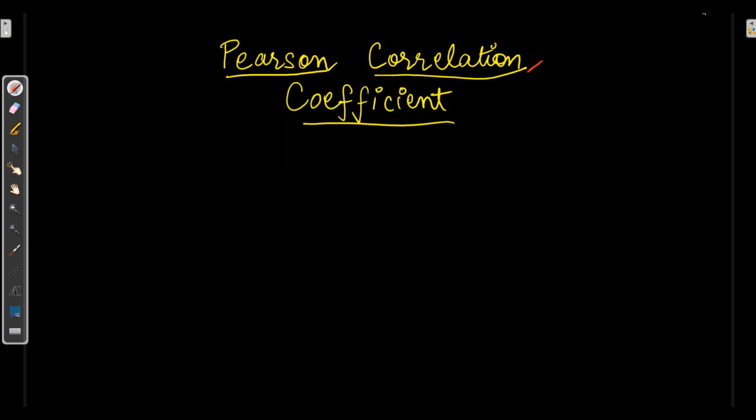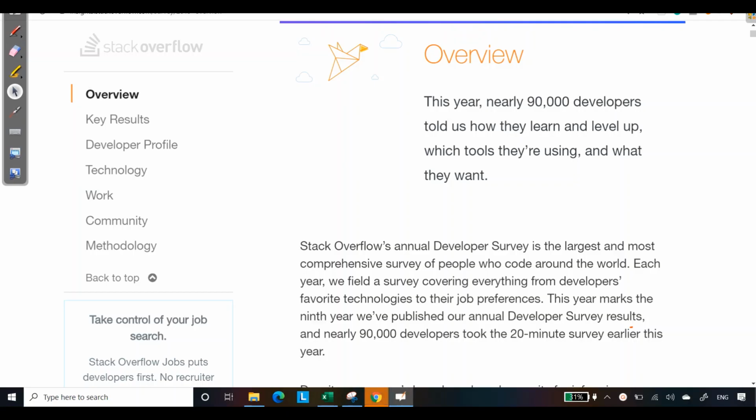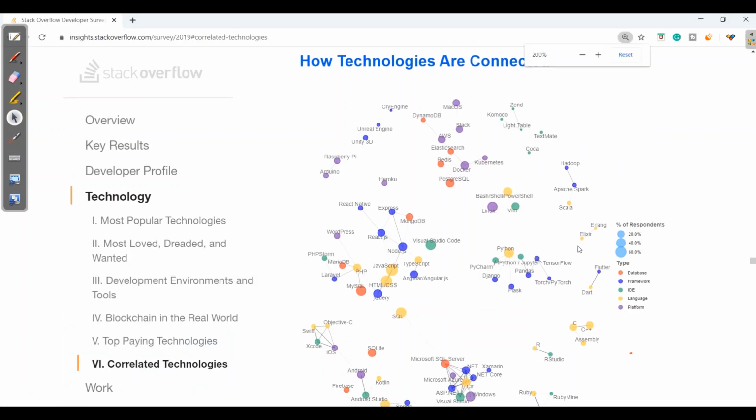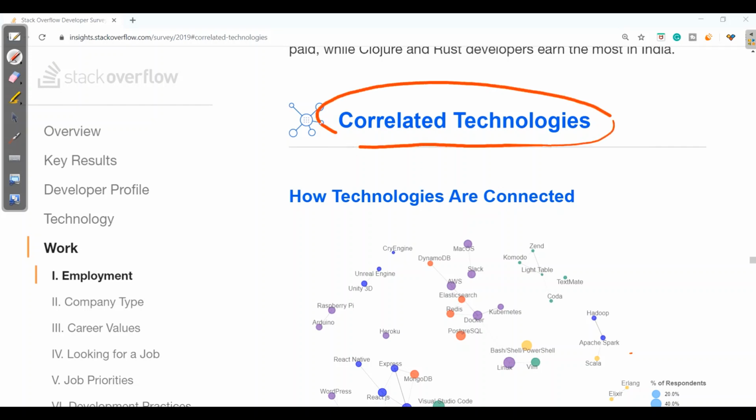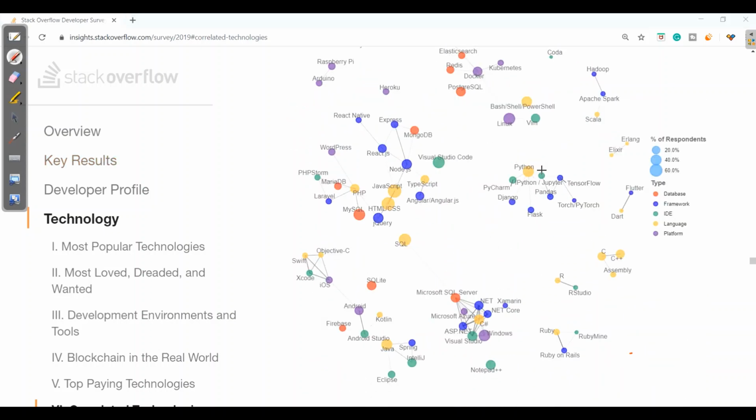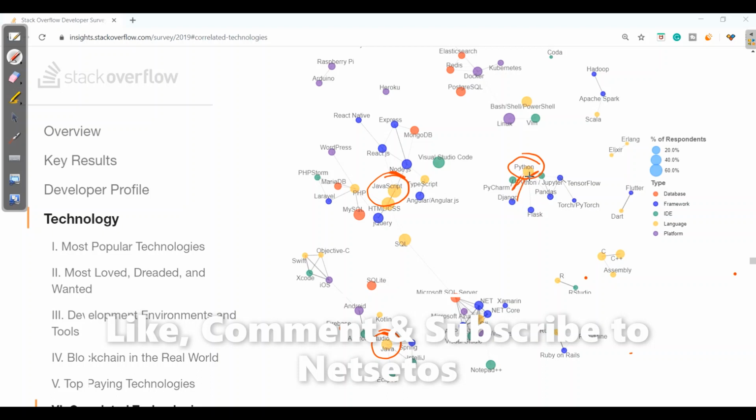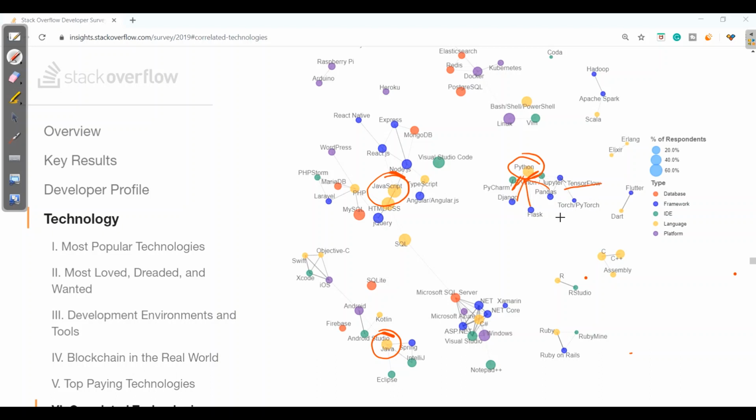Before starting the topic, let's go to a beautiful survey on Stack Overflow. Here, when I go to technology, let's zoom in. Here we can see correlated technologies. Now if I dive in, there are numerous technologies like Python, Java, JavaScript defined on this site, where it is showing the correlation between Python and its features: PyCharm, Django, Flask, Jupyter, Pandas, TensorFlow, Torch, PyTorch. On the other hand, Java is correlated with Eclipse, Firebase, Android. Now if I ask whether Eclipse is correlated with Python, no, it's not, because it is related to Java here.